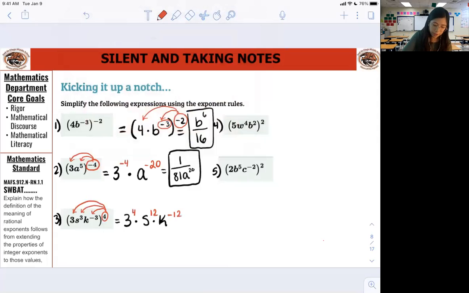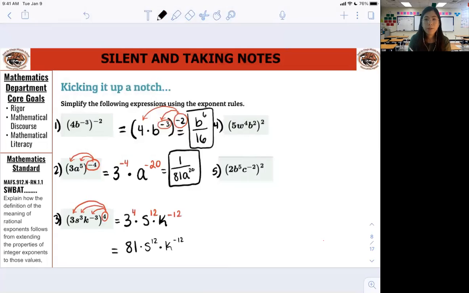Now let's simplify a little bit. 3 to the power of 4. We kind of just did that. What's that going to be? 81. So I have 81 times s to the power of 12 times k to the power of negative 12.